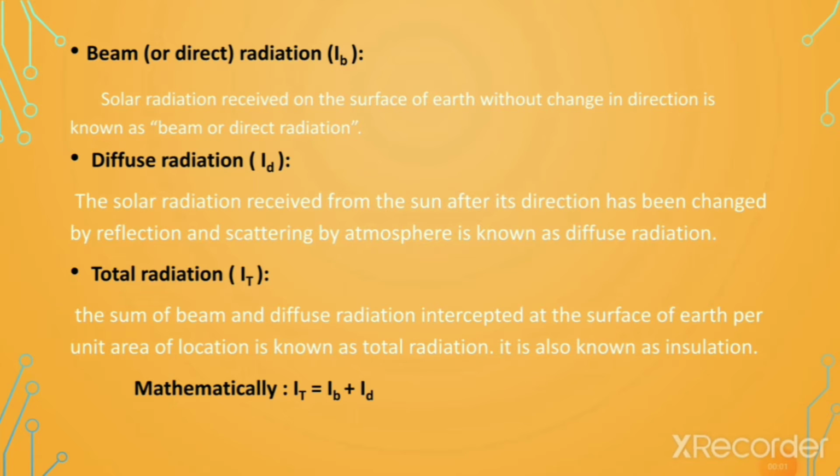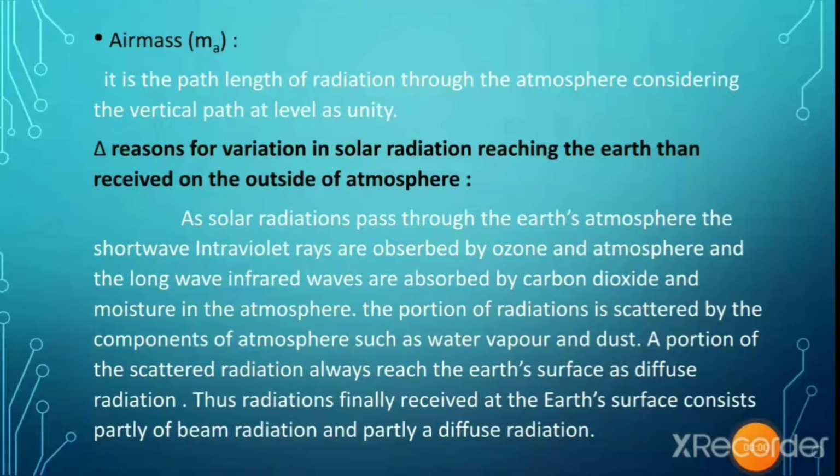Come to the next point, diffuse radiation. The solar radiation received from the sun after its direction has been changed by reflection and scattering by the atmosphere is known as diffuse radiation. Then come to the next point, total radiation.